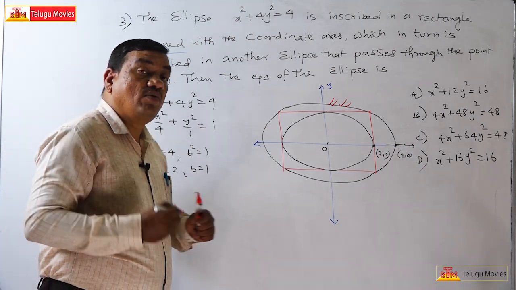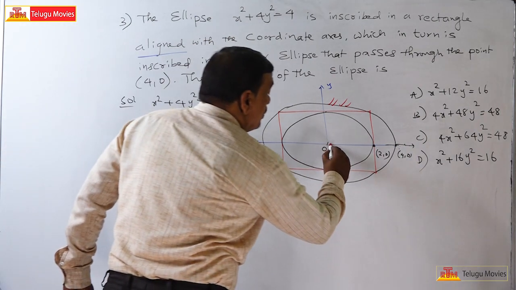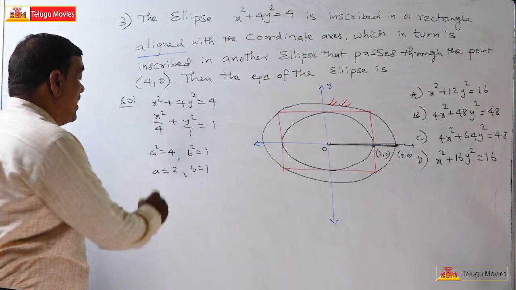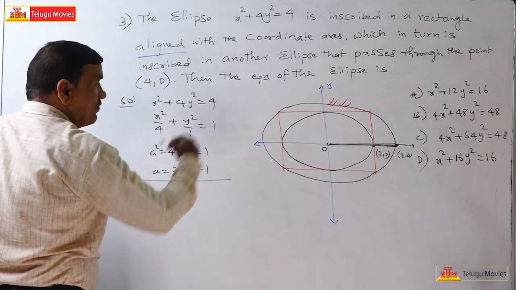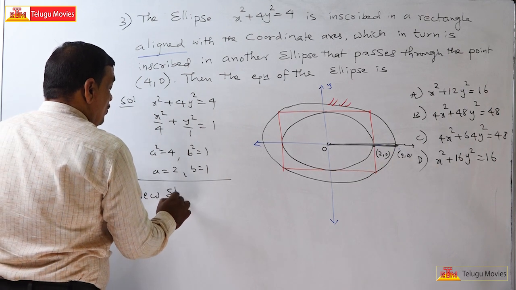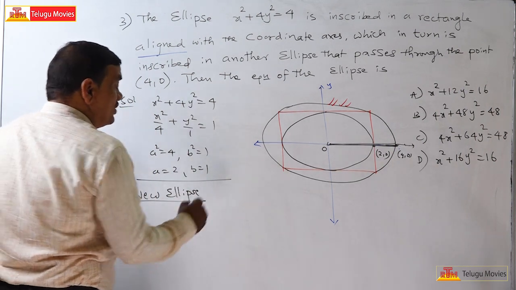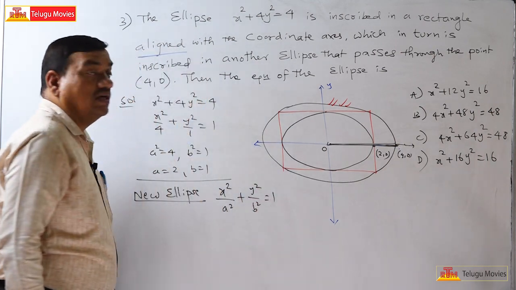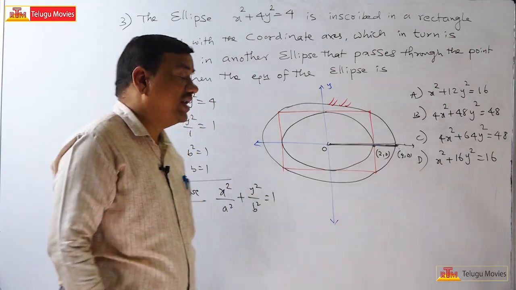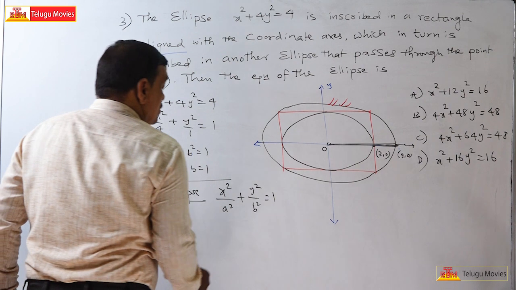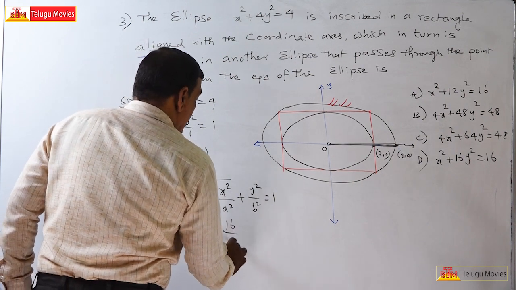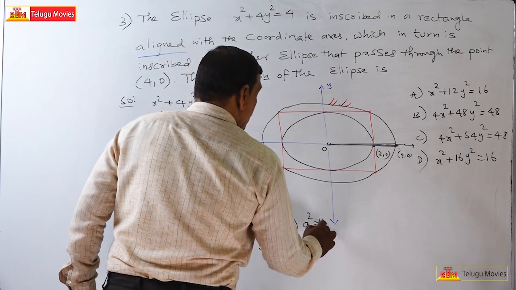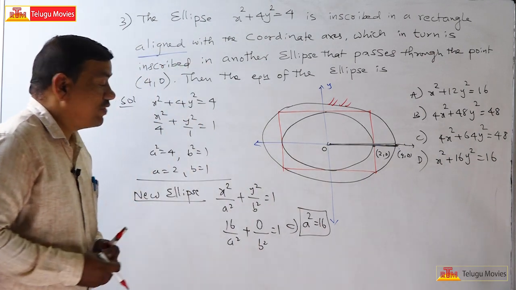To find the equation of the outside ellipse, we know the a value. So a value is equal to how much? 4 comma 0. So for the new ellipse, let the equation be x square by a square plus y square by b square is equal to 1. Since this ellipse passes through 4 comma 0, substitute here 4. So 4 square is 16 by a square, y value is 0, so a square is equal to 16.